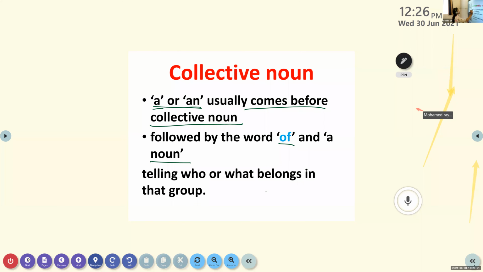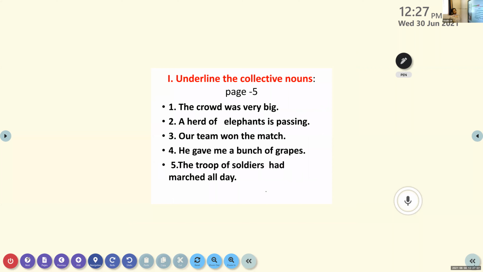A or an usually comes before the collective noun, followed by the word of and a noun telling who or what belongs in that group. Okay, so the noun should relate to the collective noun. Now, here in the first exercise, children, so we know what a collective noun is. The first exercise is we are going to identify the collective noun in the sentence.